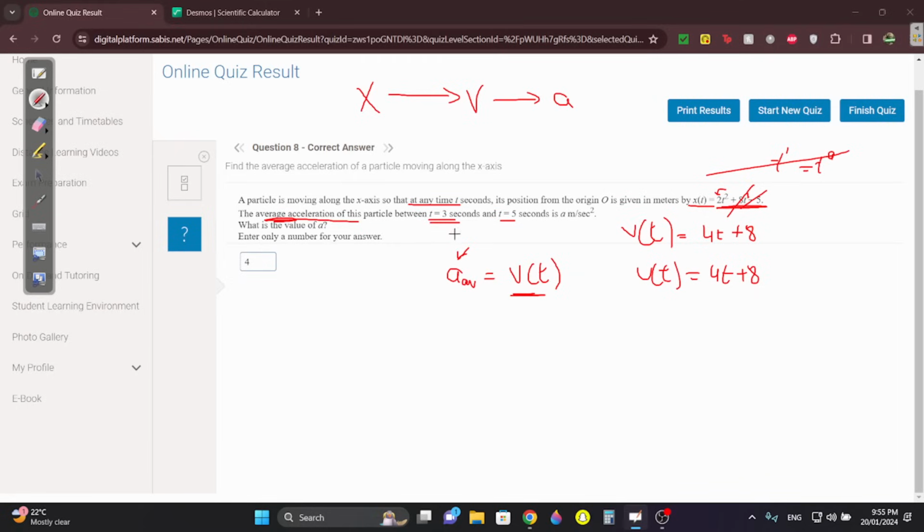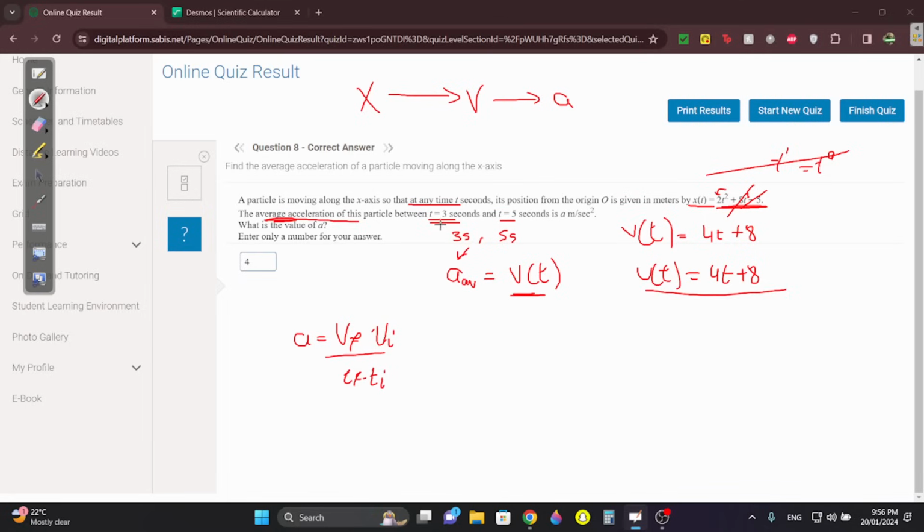At time 3 seconds and at time 5 seconds. So we have to find, because you know acceleration is velocity final minus velocity initial over time final minus time initial. So we need to find the final velocity and the initial velocity. How do we find it?